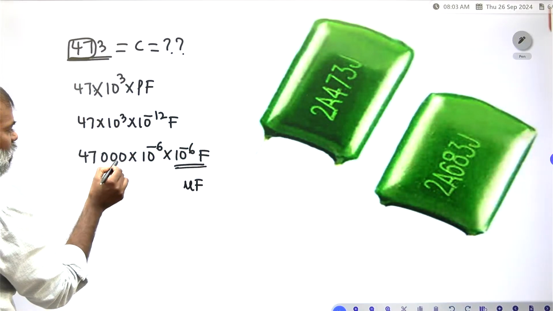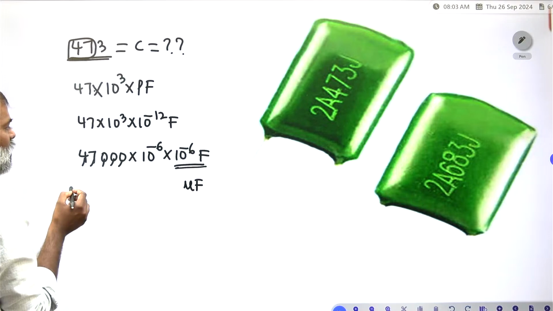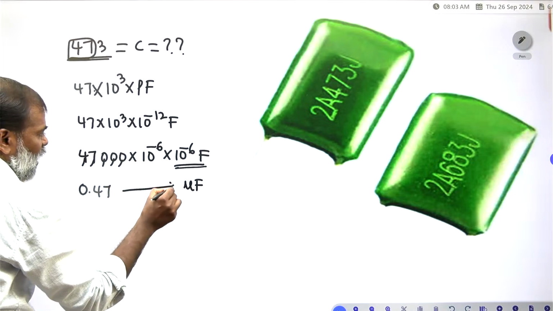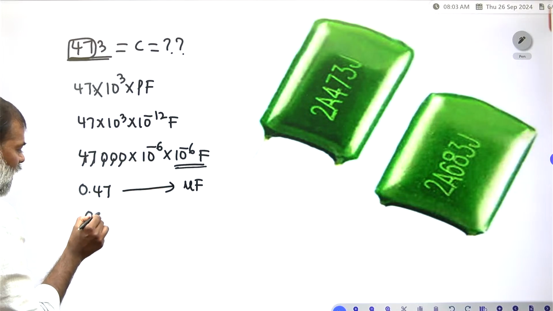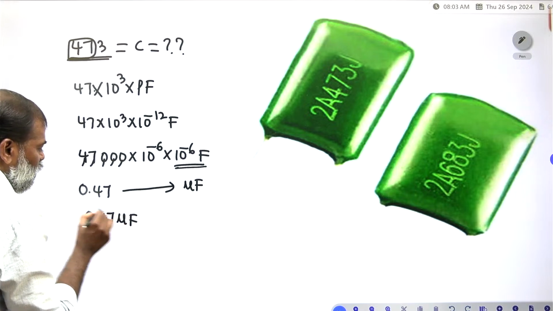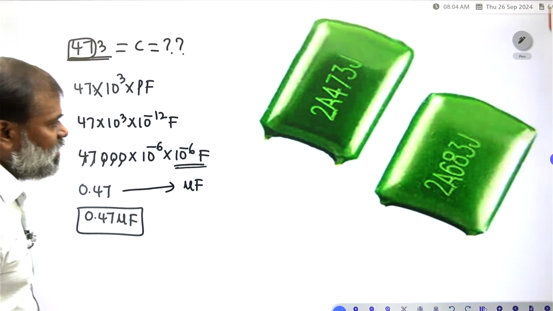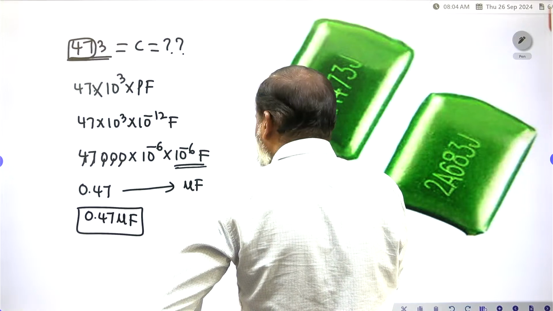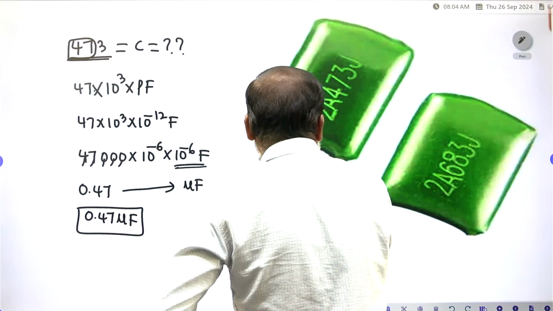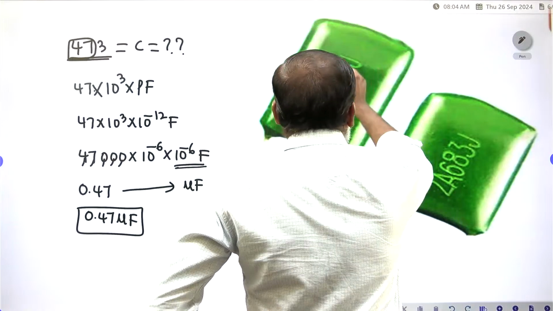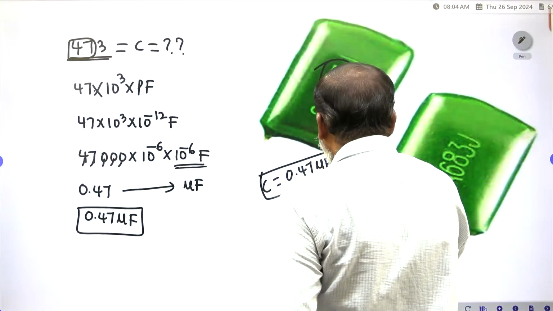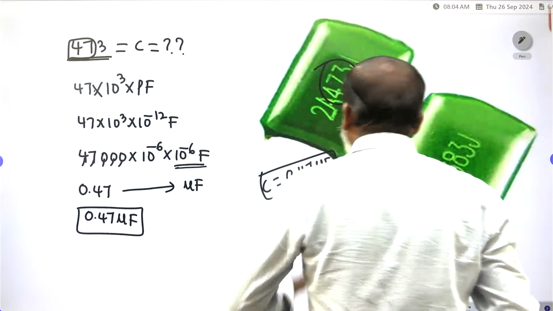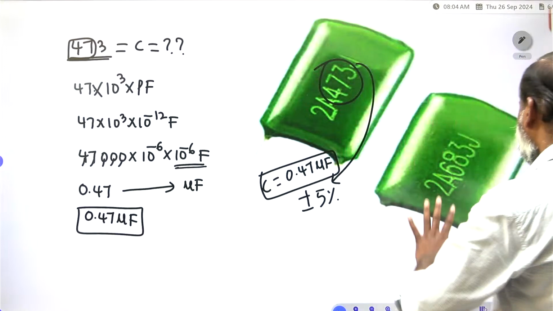Now you have to see here 1, 2, 3, 4, 5. So therefore 0.475 microfarad, correct? 0.475 microfarad if it is 473. What is the capacitance of C? 0.47 microfarad if it is 473. Plus or minus, if it is J, no? So that's why you have to write plus or minus 5%. 2A, after some time I will give the operating voltage.